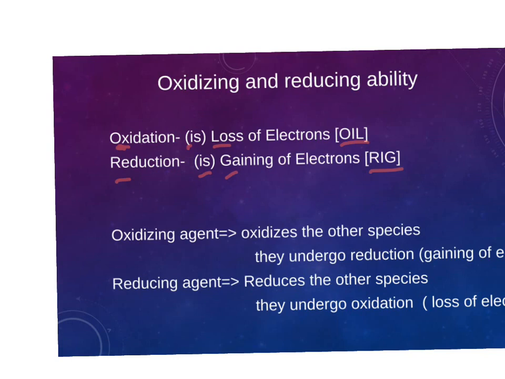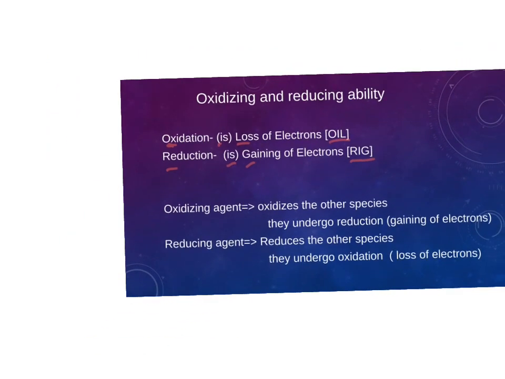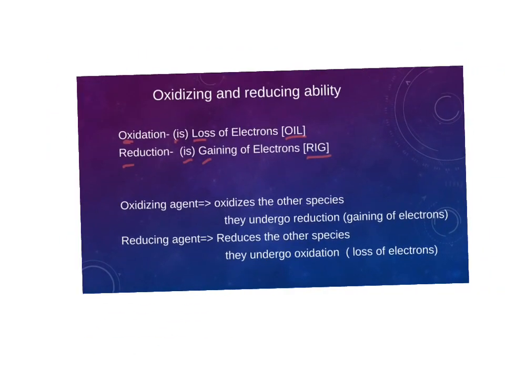So what is an oxidizing agent? An oxidizing agent oxidizes another species, and it undergoes reduction. As you know, oxidation and reduction reactions take place simultaneously. That means when one species undergoes oxidation, the other species undergoes reduction. So we say an oxidizing agent oxidizes the other species.